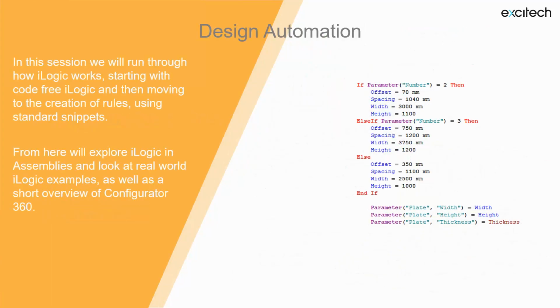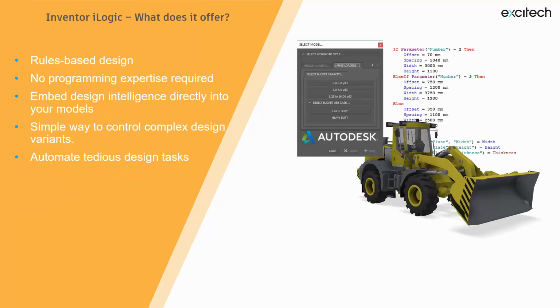So we're going to cover quite a few different topics. We're going to start out by having a look at some of the code-free elements of iLogic, so things that you can use straight away without knowing any code at all. We're also going to look at creating our first rule, and we're going to look at some of the standard snippets that come with Inventor. And from there, we're going to have a look at some real-world examples, as well as a short overview of Configurator 360.